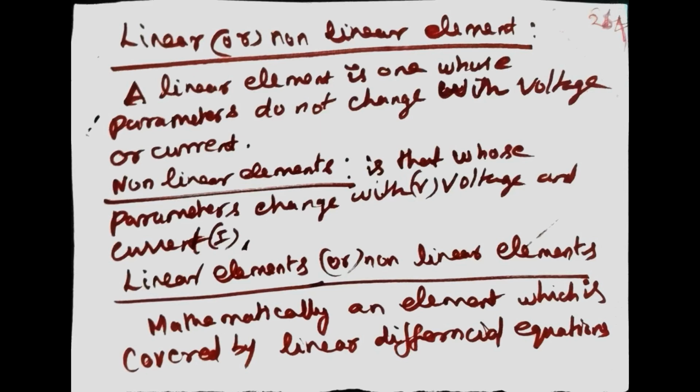Page number 264. Linear or non-linear elements. A linear element is one whose parameters do not change with voltage or current. A non-linear element is one whose parameters change with voltage and current. Mathematically, a linear element is one which is covered by linear differential equations.